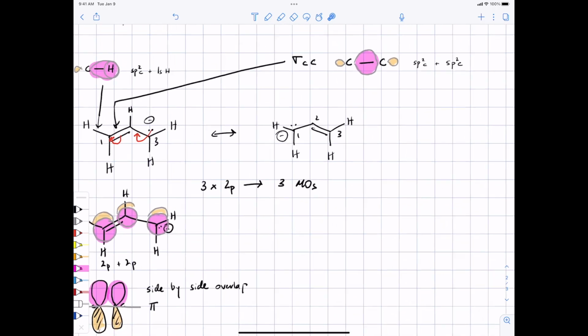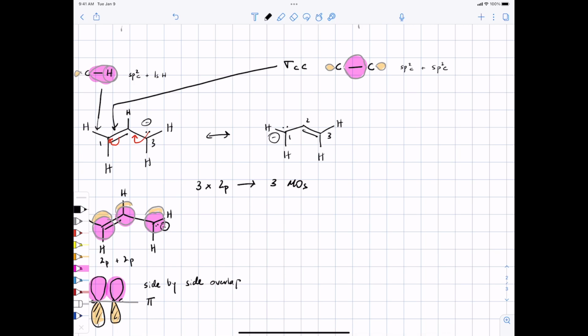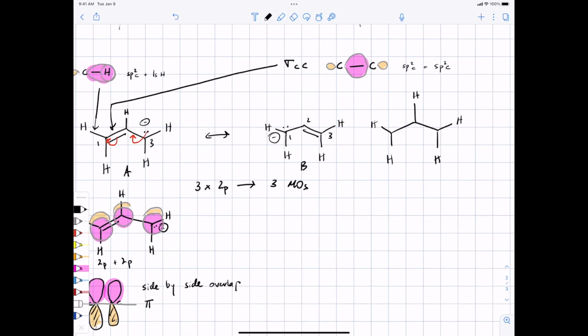Let's review what valence bond theory says first. We would draw a hybrid structure for this molecule, which is generated by each of the resonance structures as contributors. If you look at resonance structure A versus B, both of them have double bond character between carbons 1 and 2 and between carbon 2 and 3.